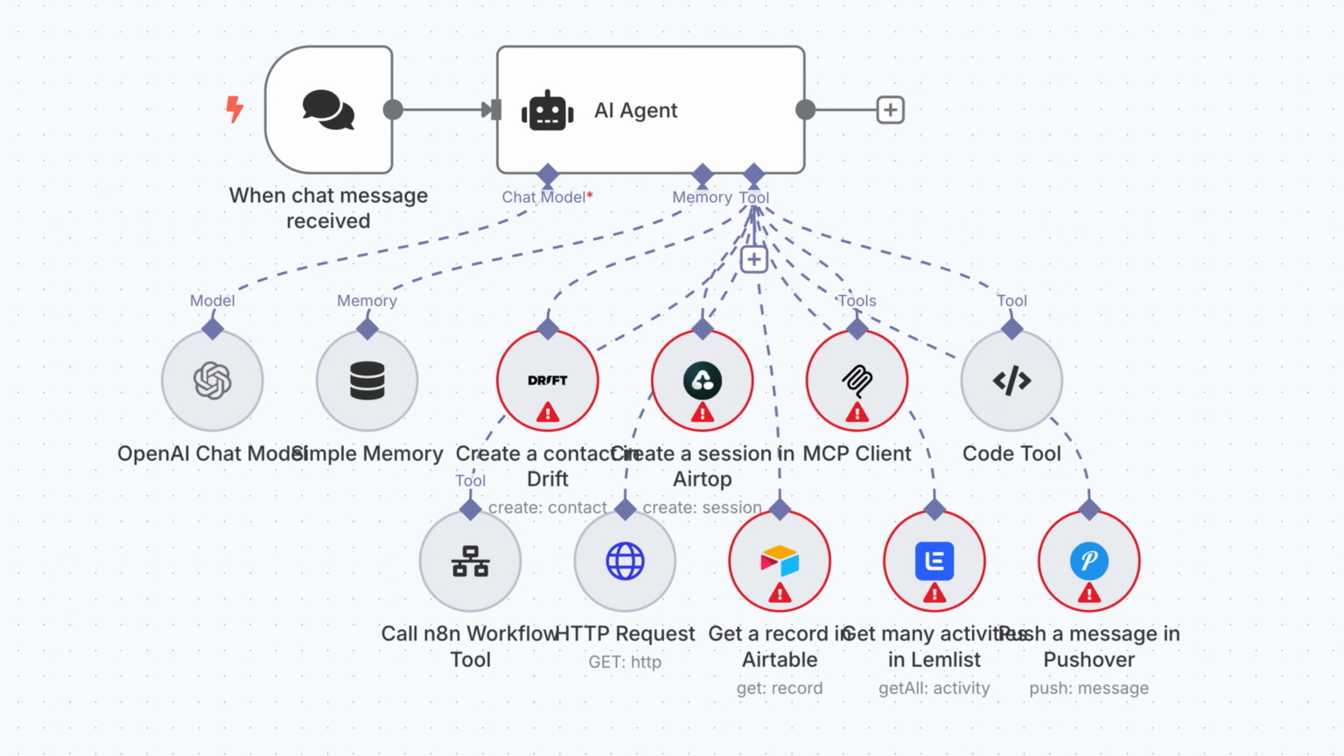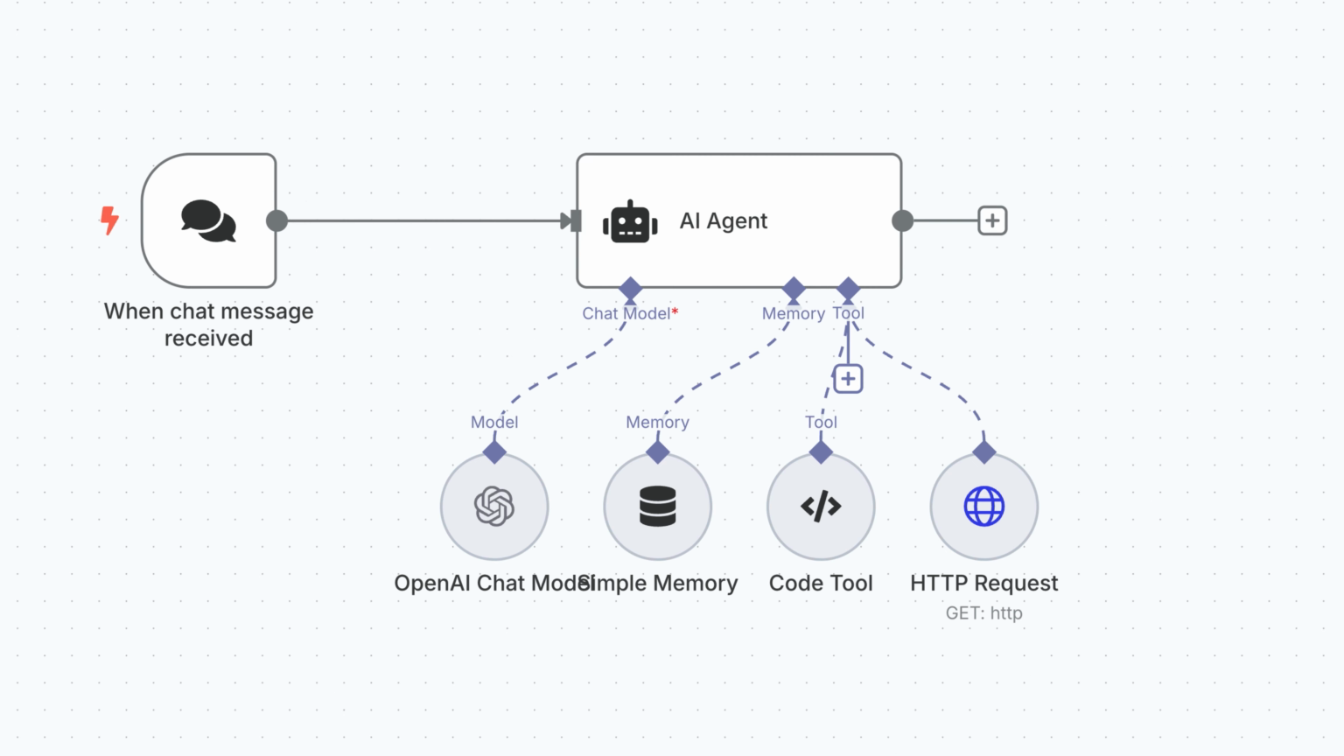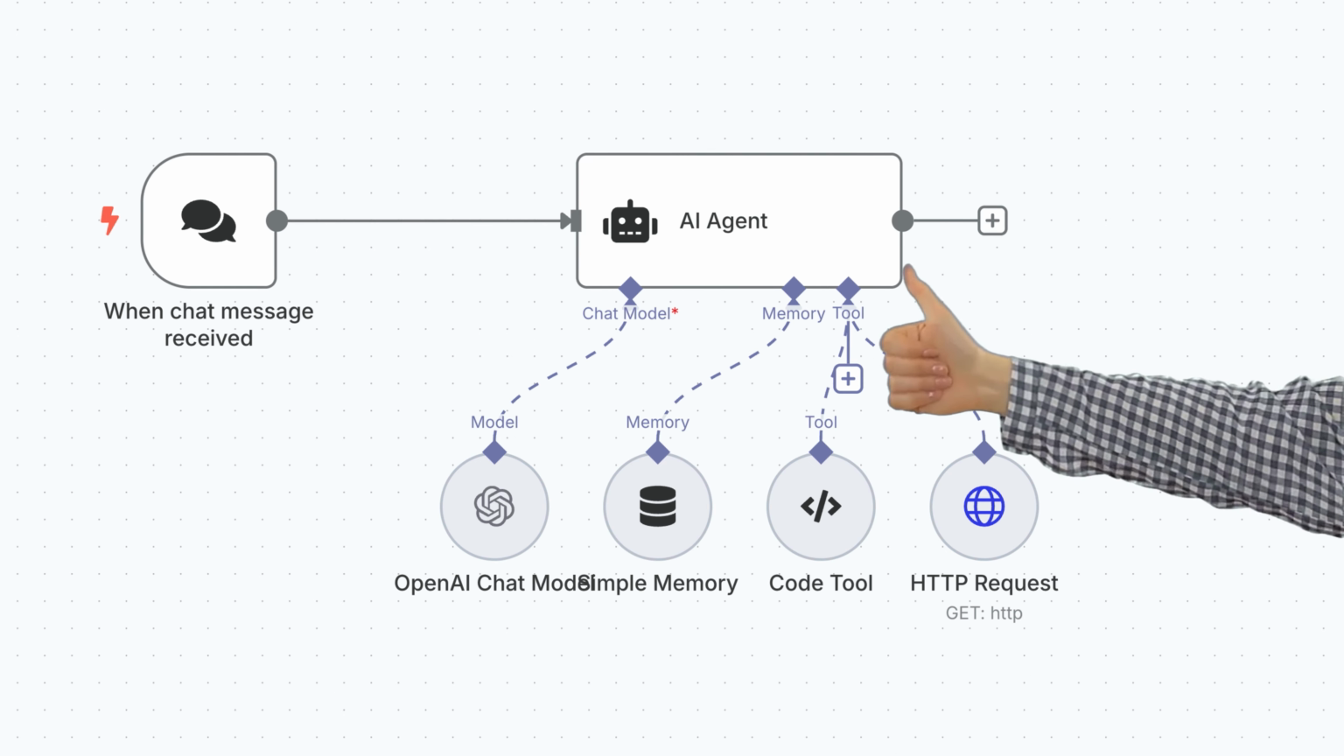Second, limit its tools. Only give the agent access to the tools it really needs. More tools can make things more complex, and that usually means more chances for it to go off track.